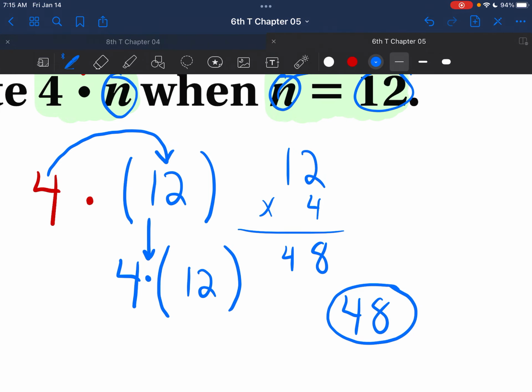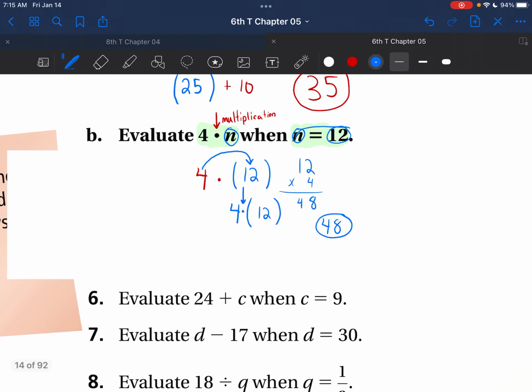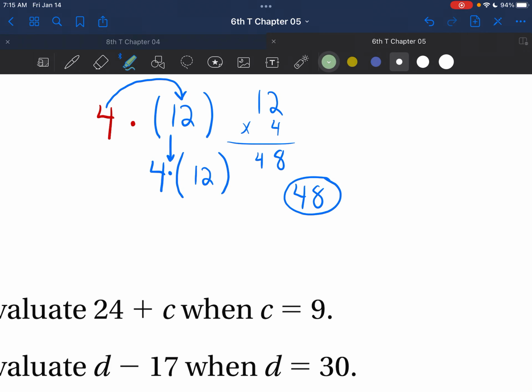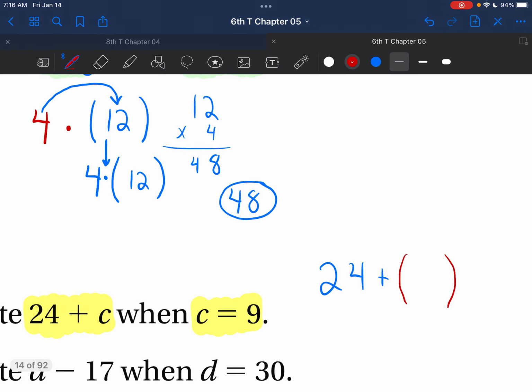All right, let's see if we can put a few more of these together. Here's another one. Let's write it down: 24 plus c when c is equal to 9. So how should you write this problem down? I should see 24 plus, then I should see parentheses. I don't want you to put just the number 9.